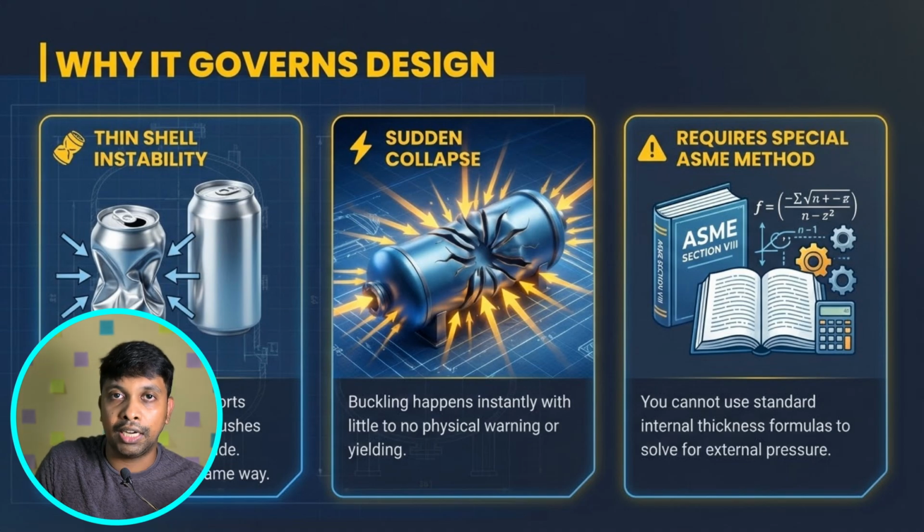Why do we need to concentrate more on external pressure? Because external pressure failure is sudden collapse. It doesn't give any indication, any visual failure or anything. We can't predict that it is going to fail, it will suddenly collapse. So we have to give special importance to external pressure. In ASME also, special methods are provided for external pressure compared to internal pressure, which we will discuss in further slides.